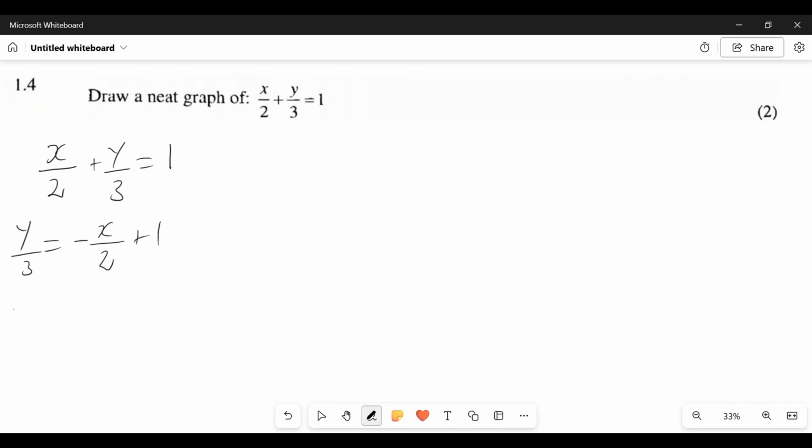So if we multiply by 3, we're going to be left with y there. Here we're going to be left with 3x divided by 2, but then 1 is going to be multiplied by 3, so this is going to be 3. So this here, guys, is actually our equation. Now from here you must start, guys.